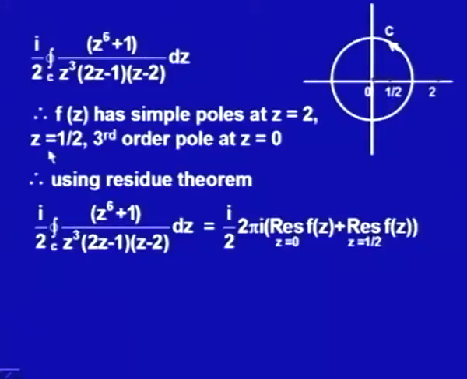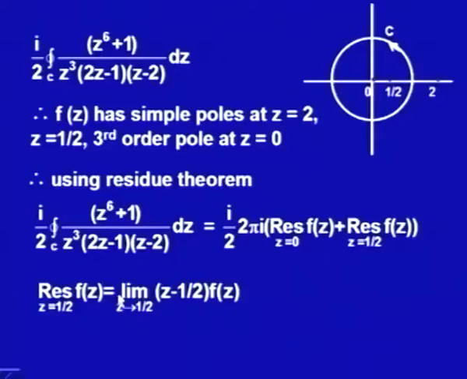Let us first see z is equal to half, because it is a simple pole, and my function is z to the power 6 plus 1 upon z cube into 2z minus 1 into z minus 2. Because it is in this fraction form, I would simply use the first method of calculation of residue at a simple pole: limit z approaching half of z minus half into f(z). If I multiply with z minus half, we could write it as 2z minus 1 upon 2.